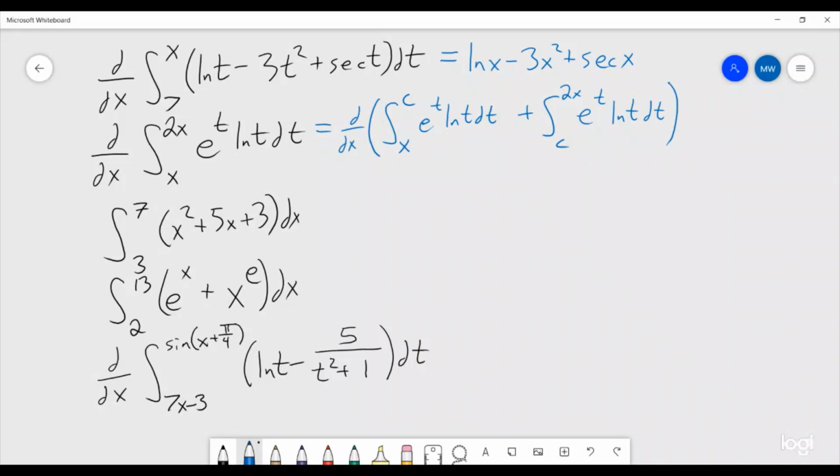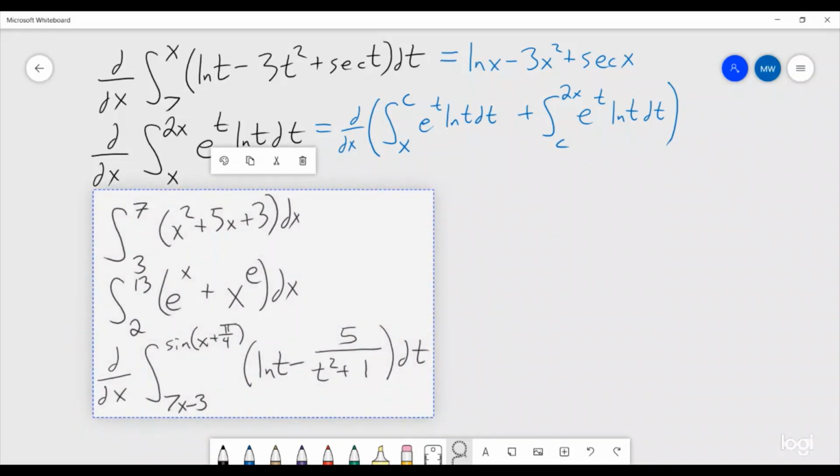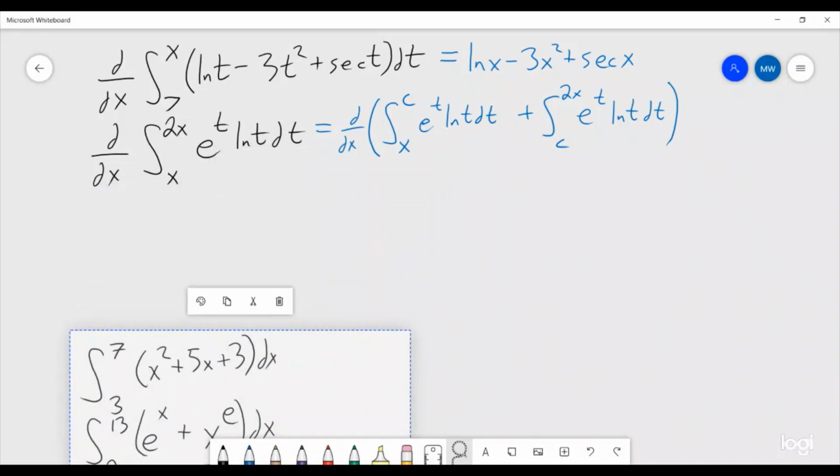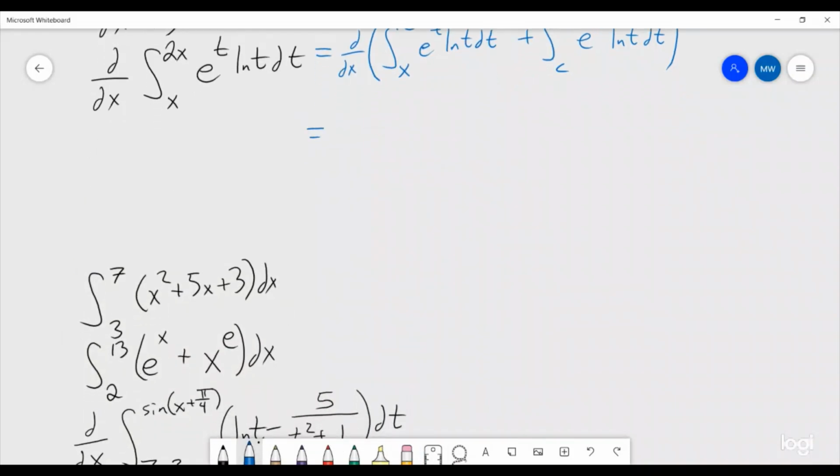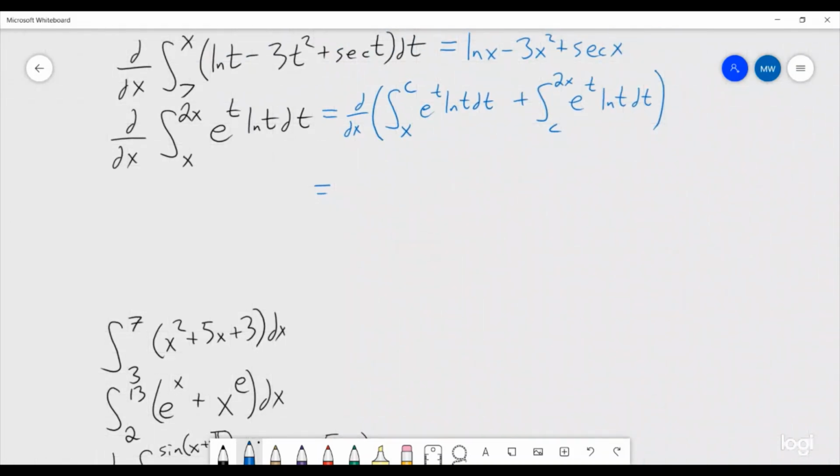So once we have this, we can approach the problem from here. So let's give ourselves some space. This is going to be equal to, well, this first one is still not quite in the right form, so we're going to have to switch the order of integration, or bounds, to be constant to x, and if we do that, we have to introduce a negative sign. So then we've got negative the integral of e to the t ln of t plus the integral from constant to 2x of e to the t ln of t dt.